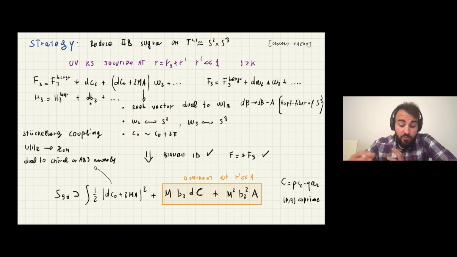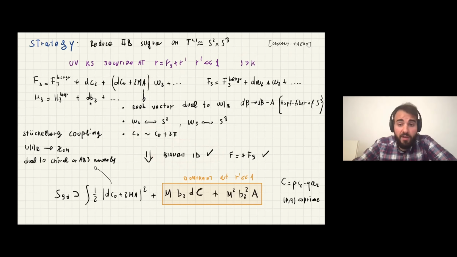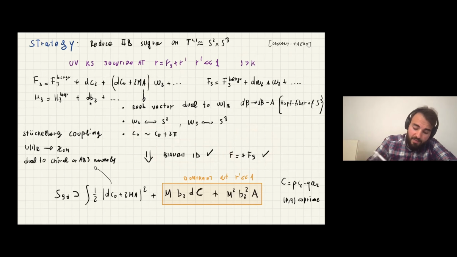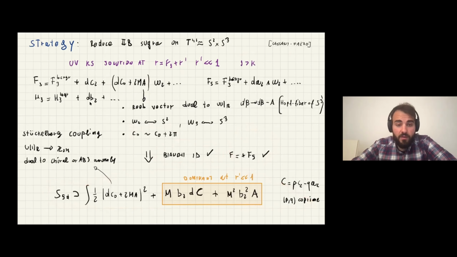So then, by reducing this, we can reduce the equations of motion, or we can reduce the action, by imposing the Bianchi identity and the self-duality of the five-form flux. And what we get is the following action. So these are just some of the important terms of the five-dimensional action. And the first term, which is not dominant because it has two derivatives.